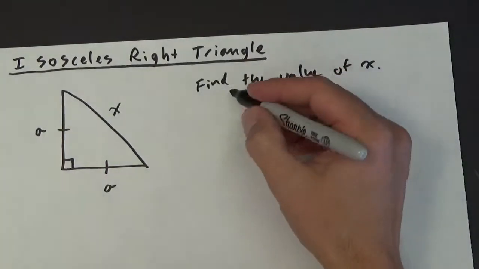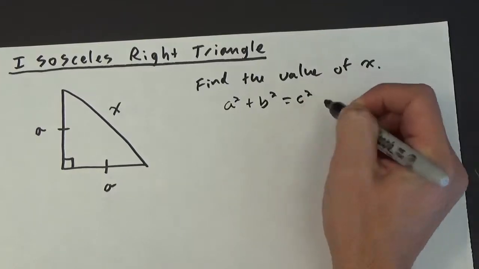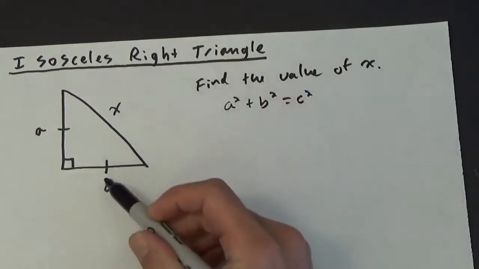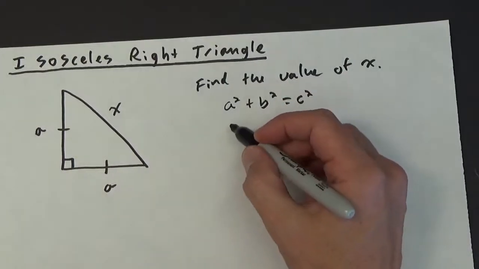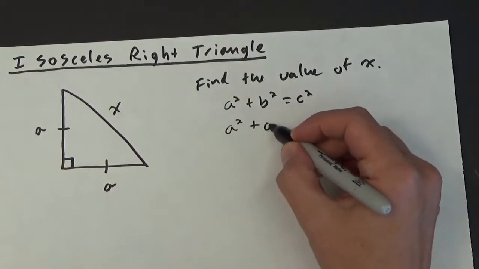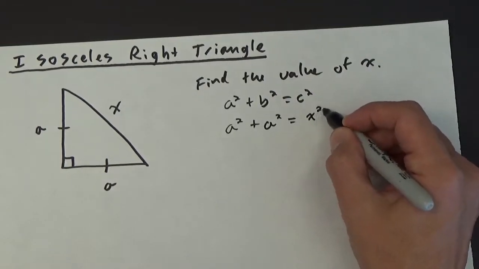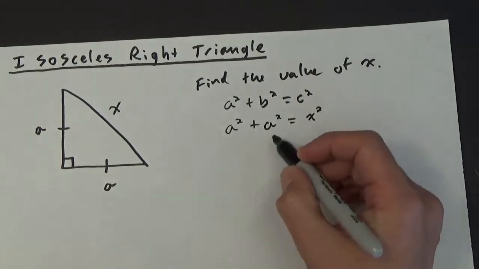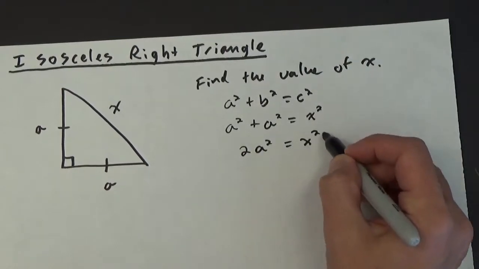So we'll start off with the Pythagorean theorem, a squared plus b squared equals c squared. Even though this says a, we have these two sides here, so it's going to be a squared plus a squared equals x squared. So then we have 2a squared equals x squared.